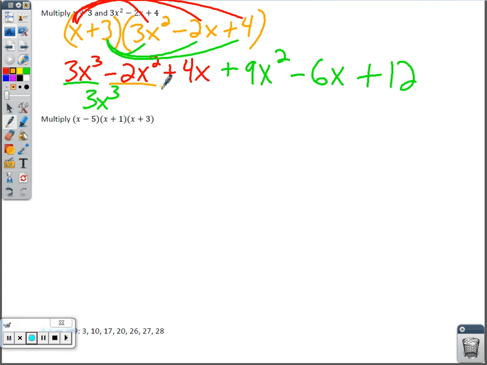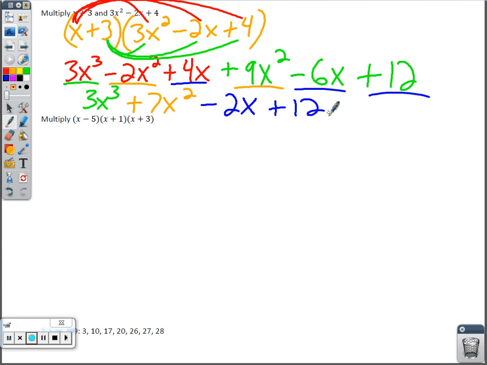There are two things with x squared. That's going to give 7x squared. There are two things with an x, the 4x and the negative 6x. Put those together, we get negative 2x. And then there's only one thing without an x. So we'll write that down.